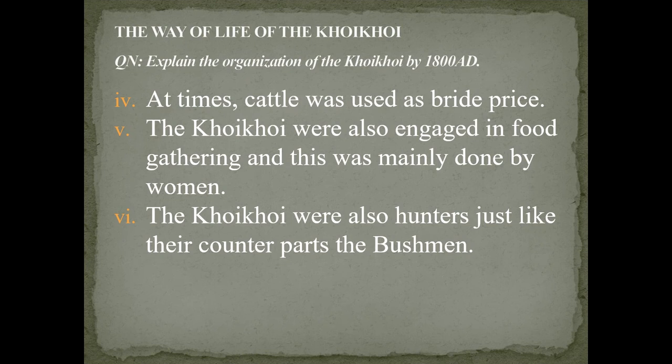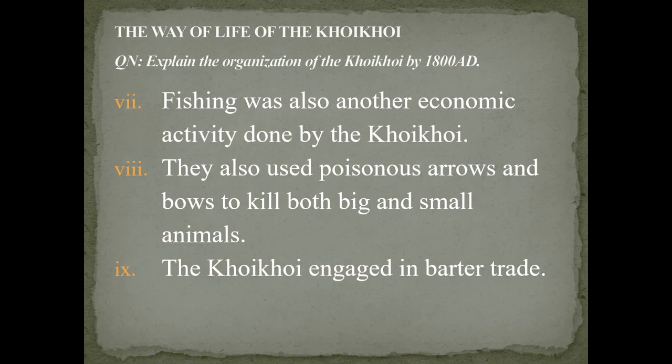Then the Khoikhoi also engaged in food gathering, and this was mainly done by women, as men were carrying out herding. Okay, they also carried out hunting like their counterparts, the Bushmen. Then point 7, fishing was part of them. Talk about fishing. Give the example, two examples of rivers in South Africa where they carried out fishing. You can say they carried out fishing, for example, from River Orange. Mention any. Then they also used the poisonous arrows and bows to kill both small and big animals. But one thing you need to know, poisonous arrows and bows were used for small animals, while for big animals like elephants, they could dig pits where they could chase them, and when the animal fell in the pit, they could trap it from there. So that was the trick.